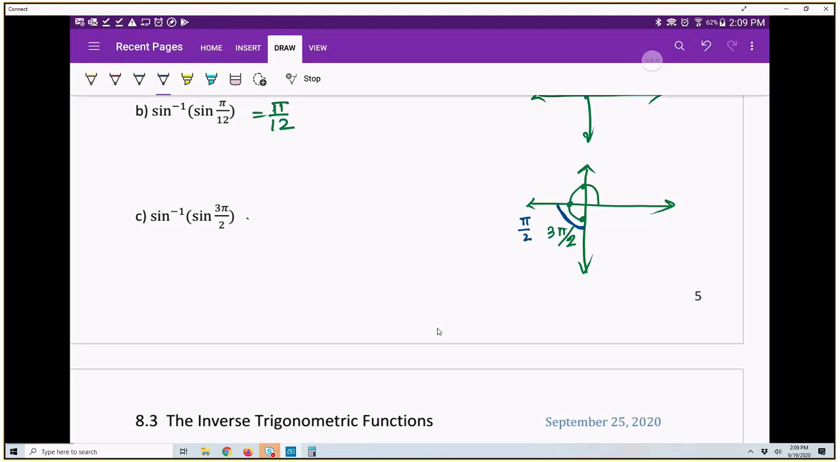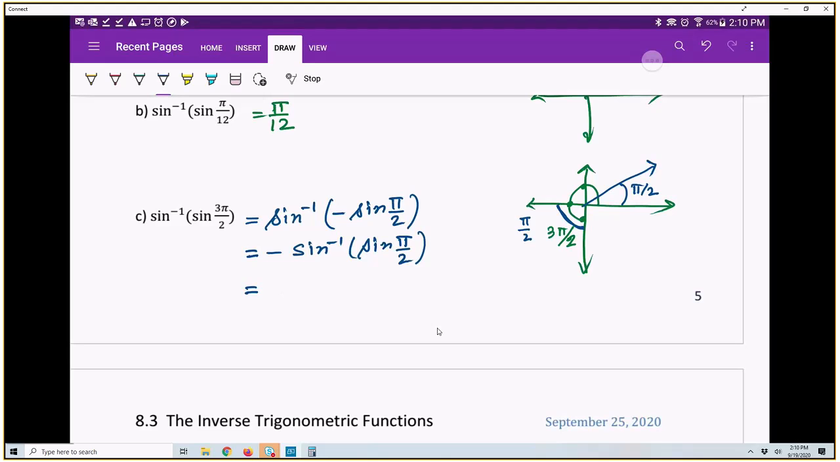So what I will do is write it as sine inverse of negative sine of pi over 2. That's what we do first. Find the reference angle and use the proper sign. Now I know the minus slides out of the inverse. So now I get negative sine inverse of sine of pi over 2. And now we are in better luck because pi over 2 is in the first quadrant. So we're good. Sine inverse and sine cancel, and my answer is negative pi over 2.